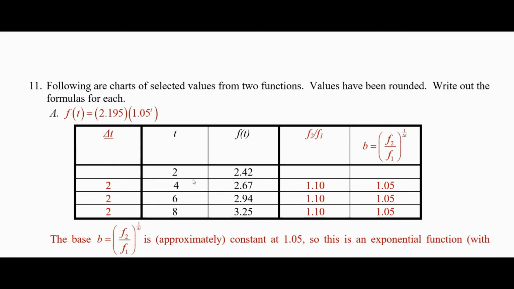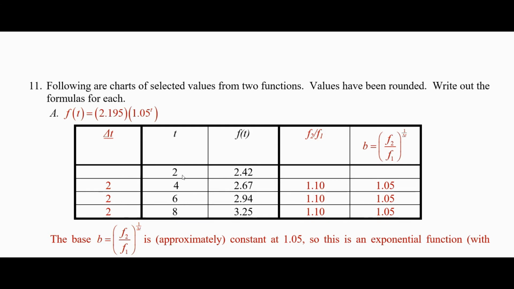I actually did one of these earlier in the same set here. Here's a function. We were just given the black part of this table, these two columns right here, and we notice that the delta t is 2 each time. And if we divide one of these by the previous one, it is approximately 1.1. You take the 1/2 power of that, that's 1.05, or at least approximately so. And so this looks like a constant base, defined by this. So that makes it an exponential function with, in this case, a 5% growth rate. So that's 1.05 for the base to the t power.